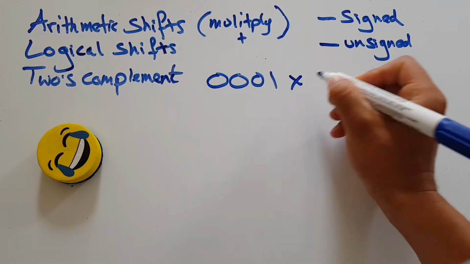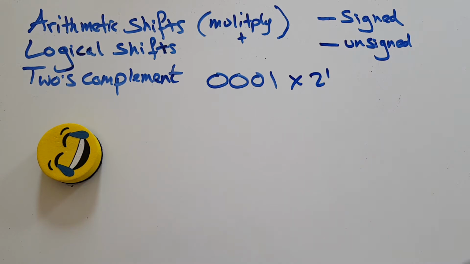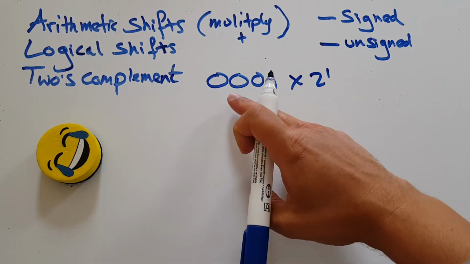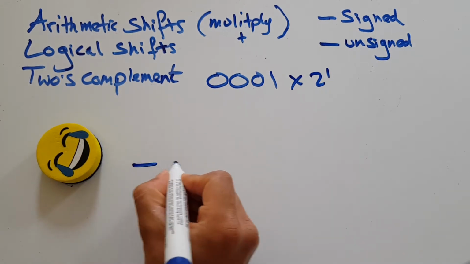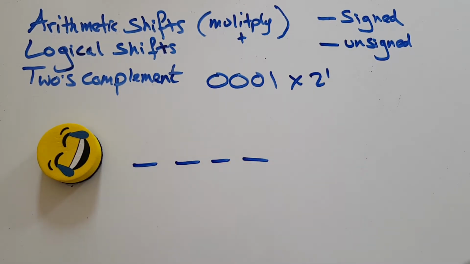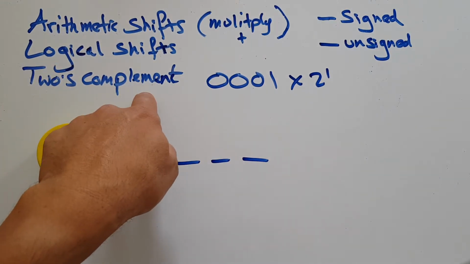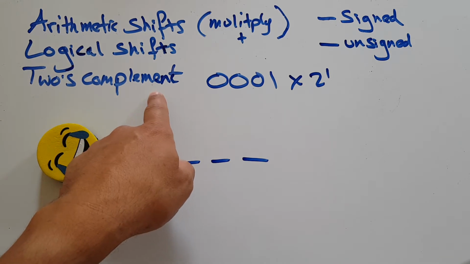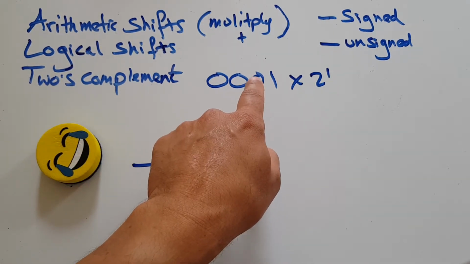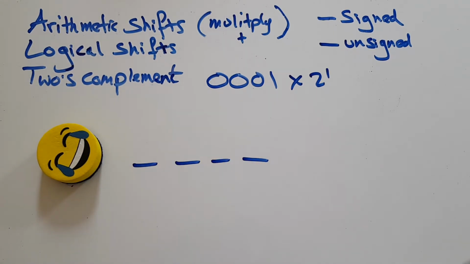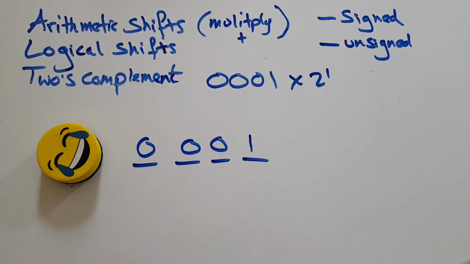Okay, so here's a binary number and I want to perform an arithmetic shift on it. I want to multiply it by, let's go with, 2 to the 1. So how do I do this? Well, first thing I'll do is write out the binary. Now this system uses the 2's complement system, and if you don't know the 2's complement system, then you need to watch my video on that. Okay, but using the 2's complement system, I can say that this is positive 1. So I'm going to write my binary down here, 0, 0, 0, 1.